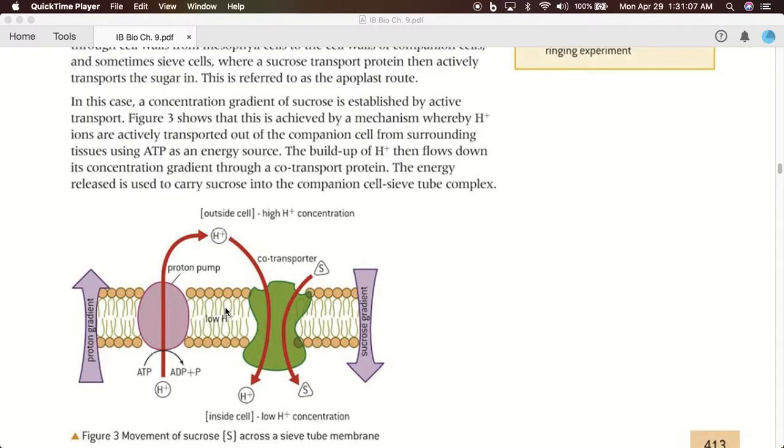Then we have another protein embedded in the cell wall, and this is a co-transporter. Basically, it moves sucrose from one side to the other along its concentration gradient and also along the hydrogen's concentration gradient. So by pairing these two low energy pathways together, we are able to transport the sucrose without using too much energy.